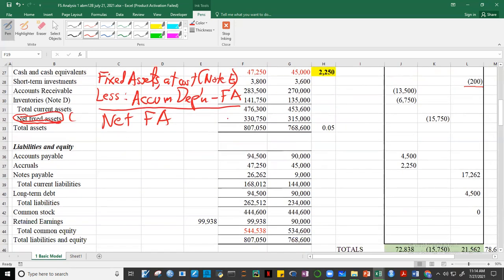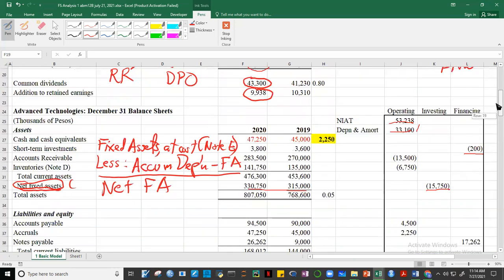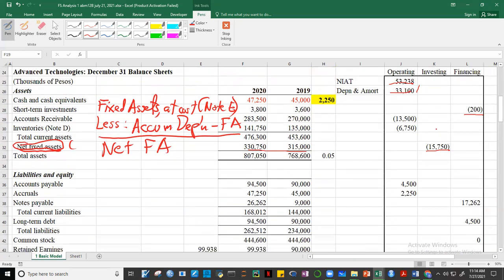Then we have here net fixed assets. Nag-increase siya from 315 to 330. So there was a use of cash ng 15,750, and that will fall under investing.